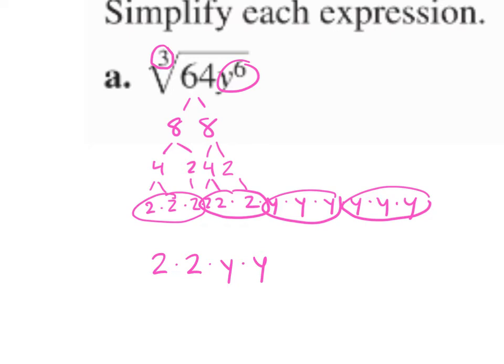Do we have anything left on the inside? Nope. So we just multiply everything on the outside. What's 2 times 2? 4. And what's y times y? y squared. So 4y squared is our answer.